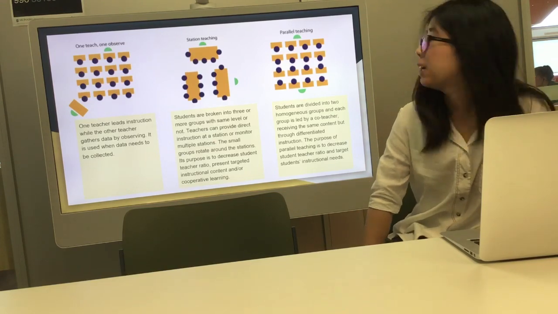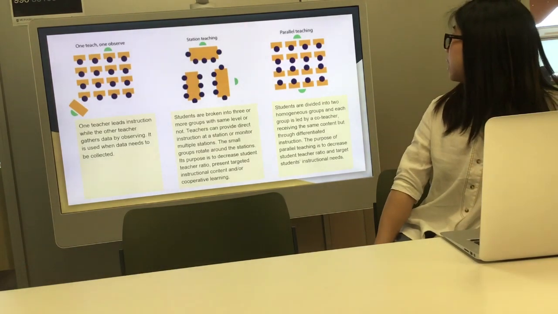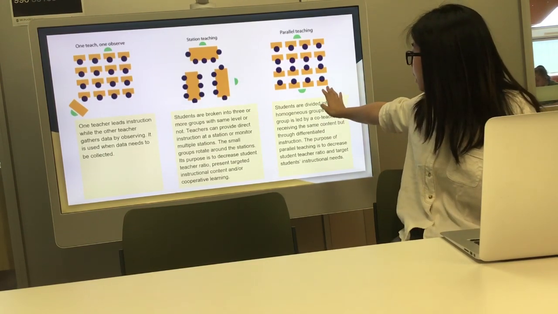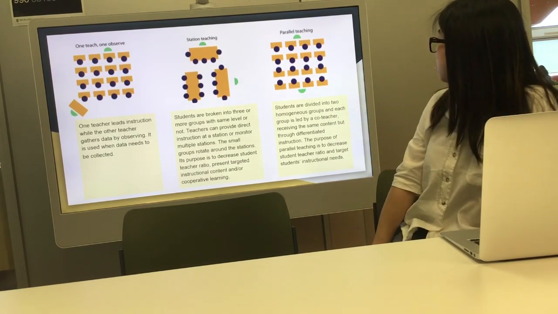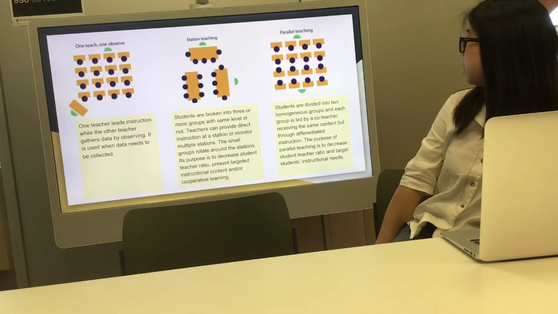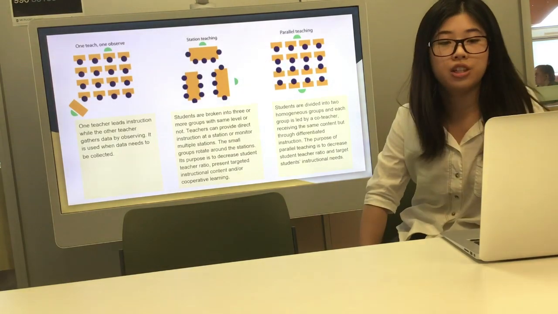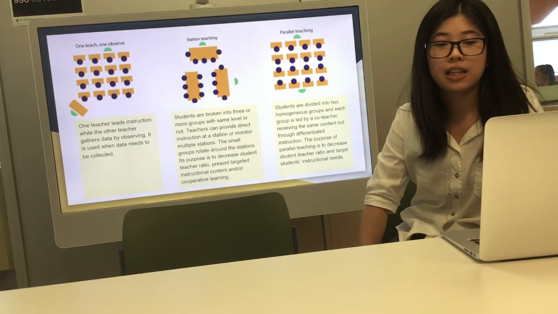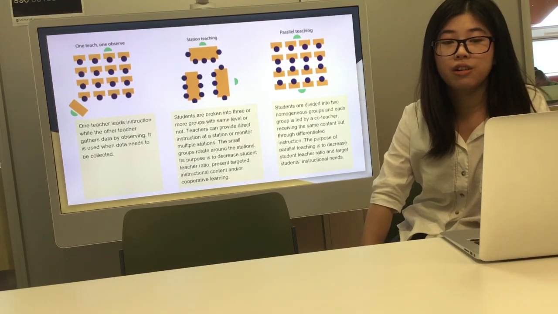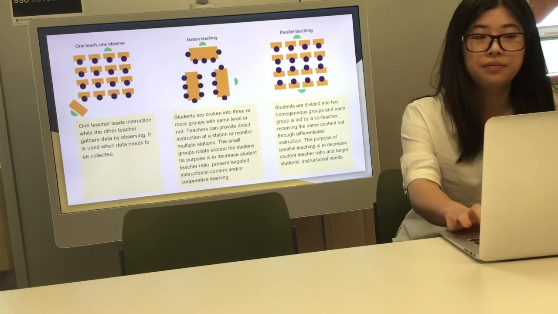And for parallel teaching, we can see one teacher in this part and another one in the other part of the classroom. Students are divided into 2 homogeneous groups, and each group is led by a co-teacher, receiving the same content but through differentiated instruction. The purpose of parallel teaching is to also decrease the student-teacher ratio and target students' instructional needs.